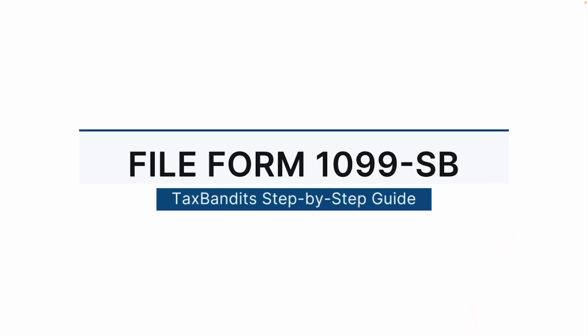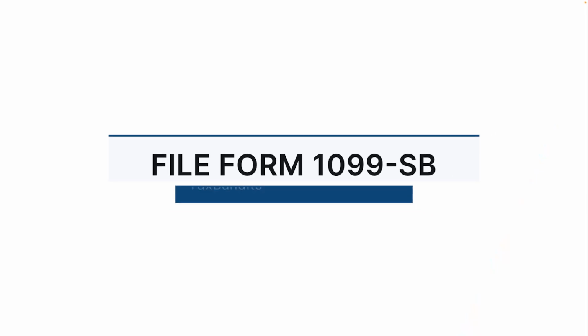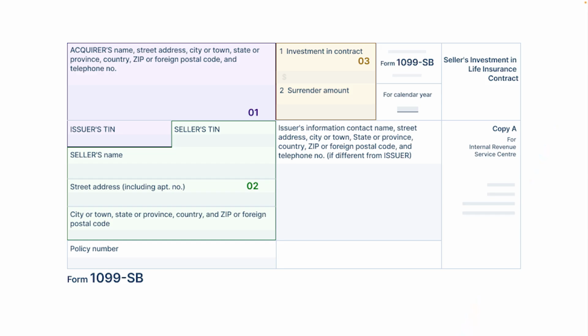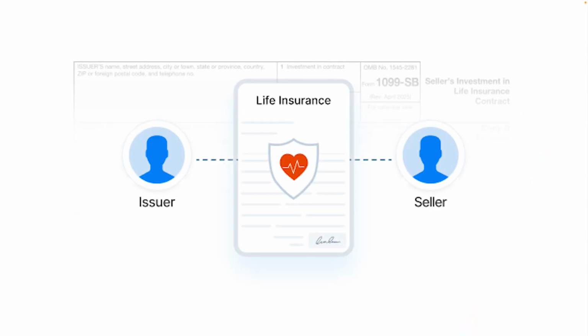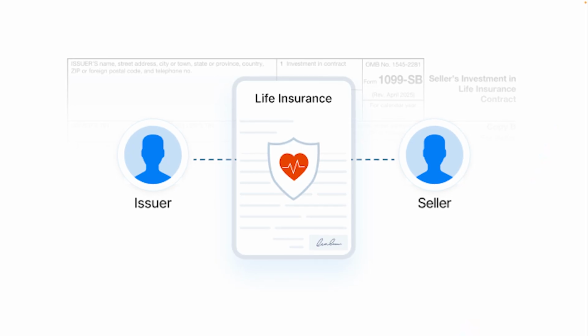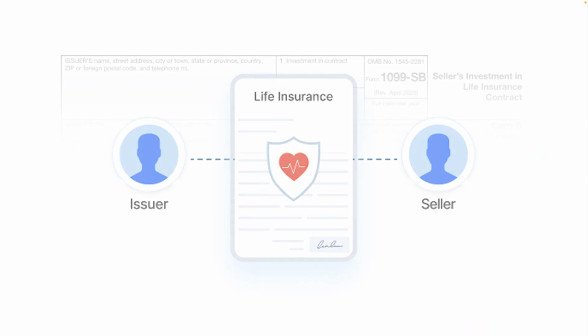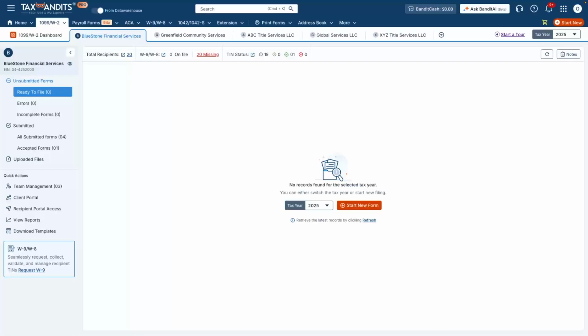Form 1099-SB is an IRS information return used to report the seller's investment in a life insurance contract and the surrender amount associated with a reportable policy sale. This form is typically filed by insurance companies or issuers to report transaction details to the IRS and the seller. To begin filing Form 1099-SB in TaxBandits, click Start New Form.